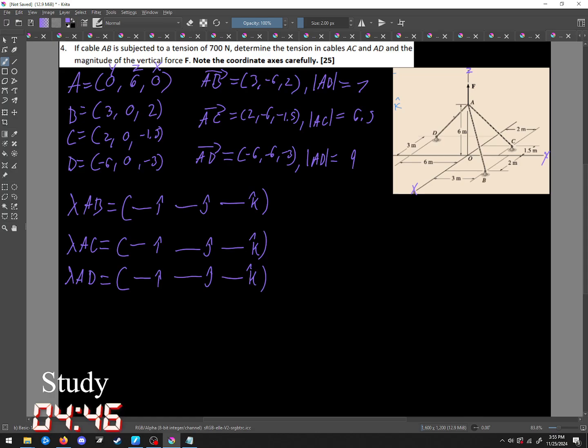For a free body diagram, we're going to have, looks like tension here, and tension there, which we can call TAD, TAB, and then TAC. And then, of course, we have force F. All these acting on this point here.